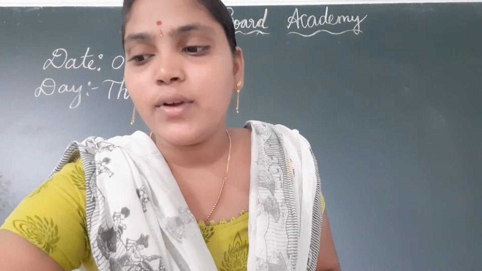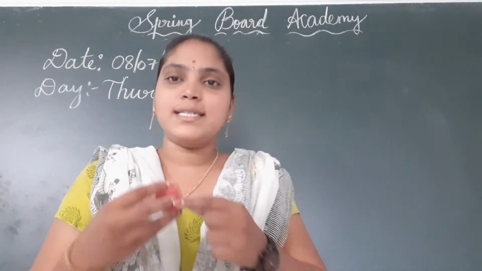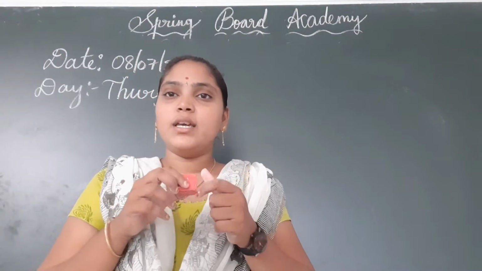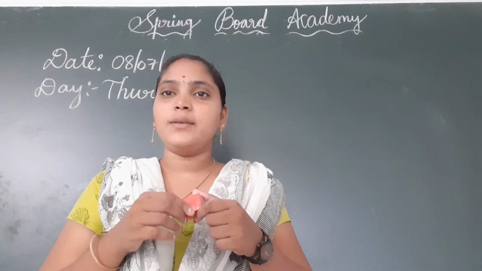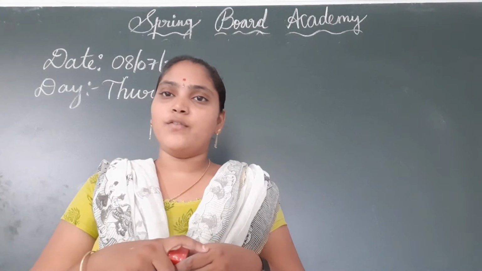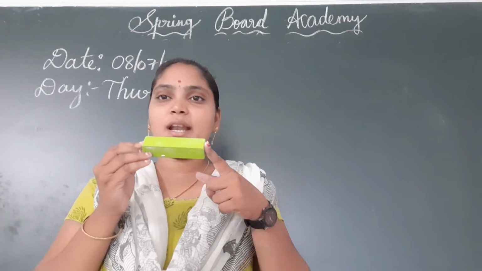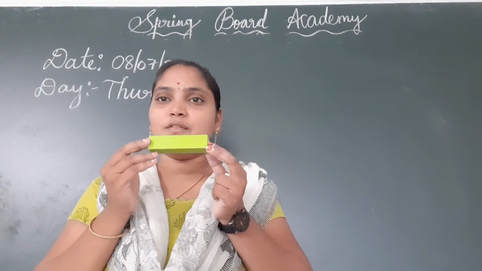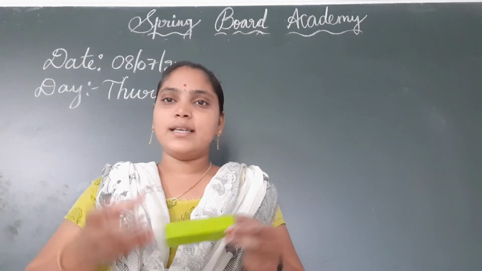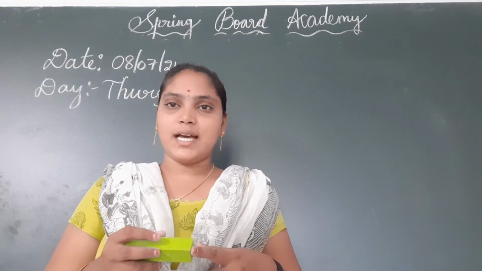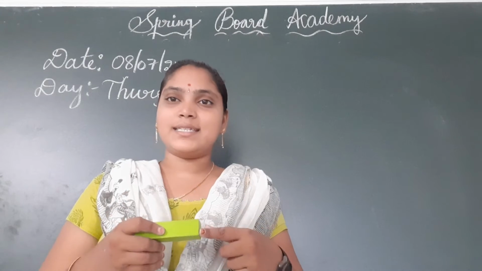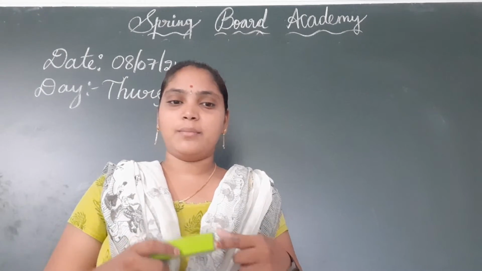So now can anyone tell me, children, what is an example of a cube-shaped object? Dice is an example of a cube shape. And what is an example of a cuboid shape, children? Yes, a pencil box is an example of a cuboid shape and a duster is an example of a cuboid shape.